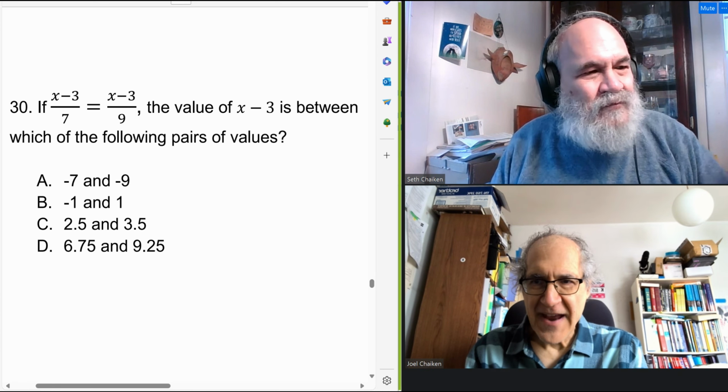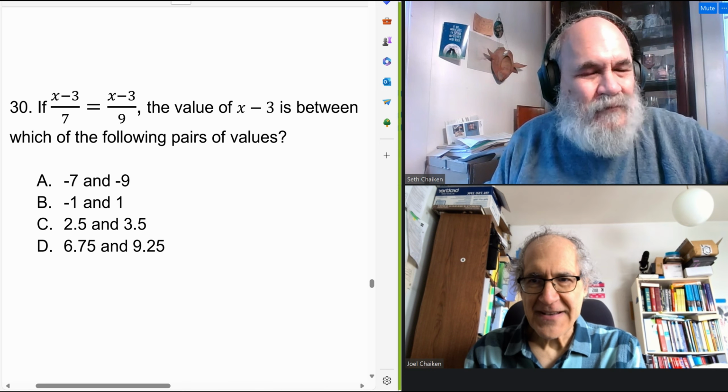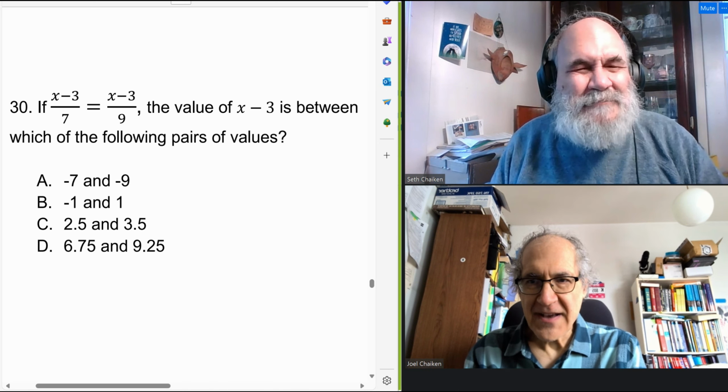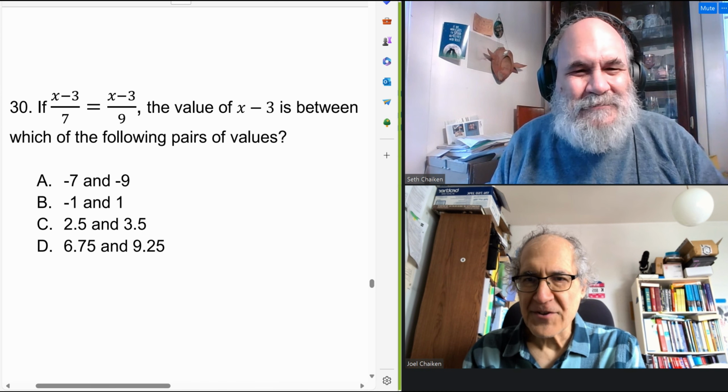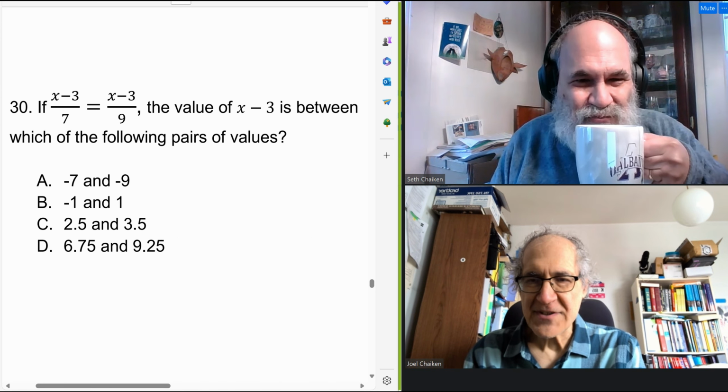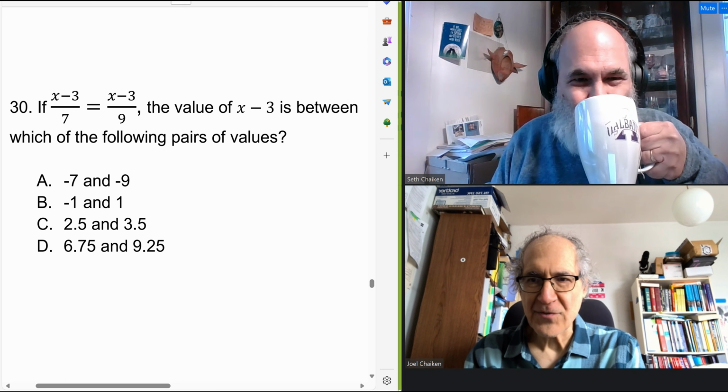If the fraction (x - 3)/7 is equal to (x - 3)/9, the value of x - 3 is between which of the following pairs of values?